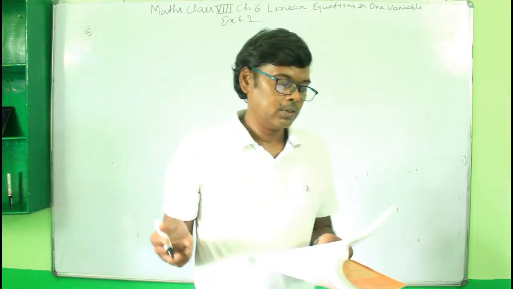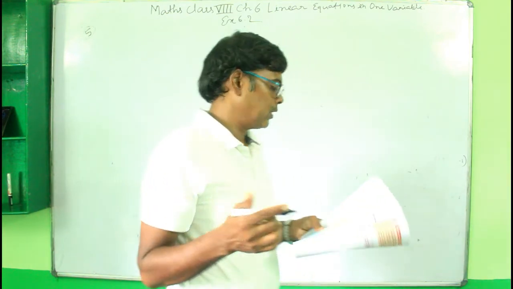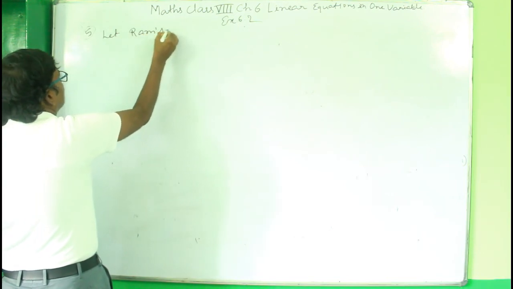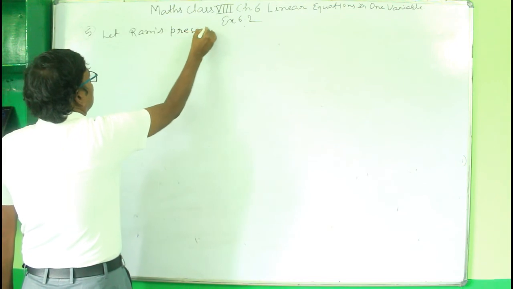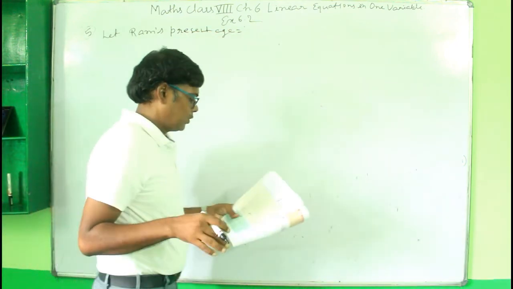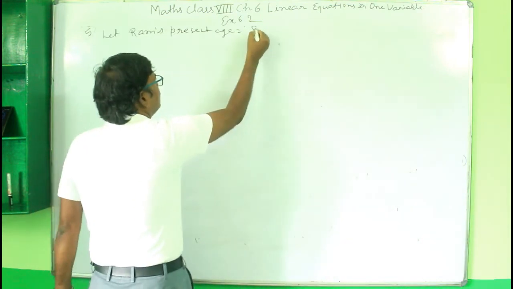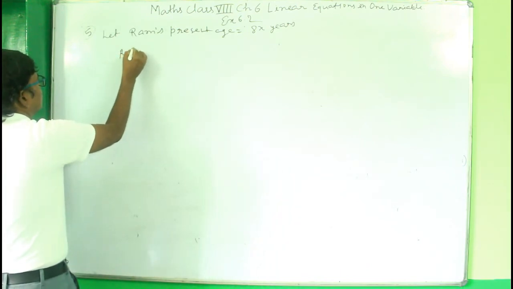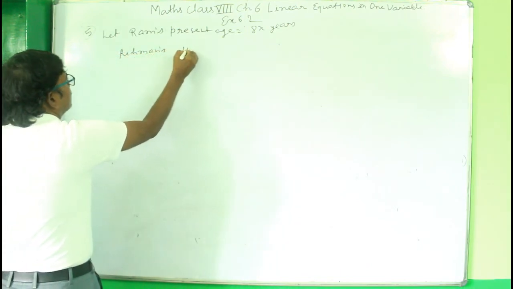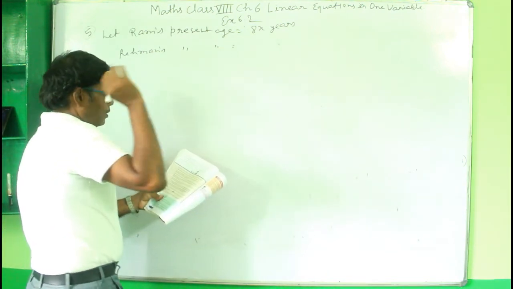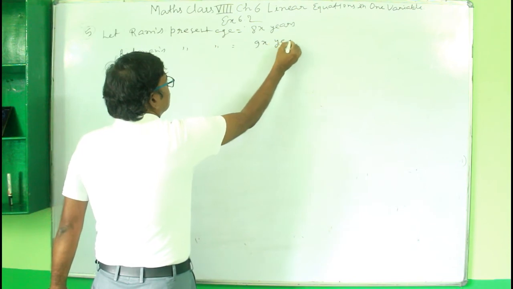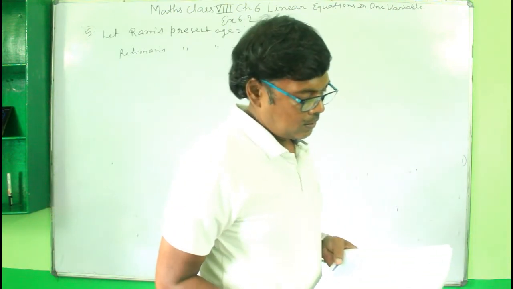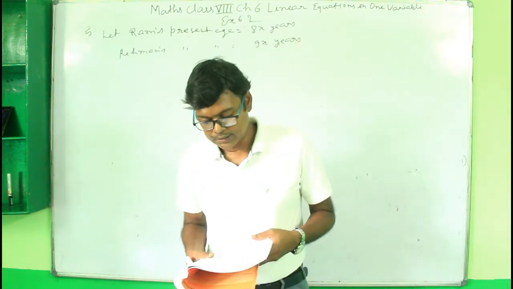So first, suppose Ram's present age. Let Ram's present age equal to, because we are given the ratio, 8x years, and Rahman's present age equal to 9x years. Okay, so here Ram's present age equal to 8x years and Rahman's present age equal to 9x years.